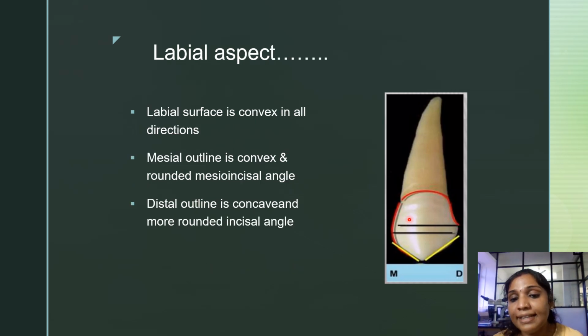About the surface, the labial surface is convex in all directions. This is the mesial outline, and it is convex, and it has a rounded mesio-incisal angle. Whereas the distal outline is more concave, and it has a more rounded disto-incisal angle.